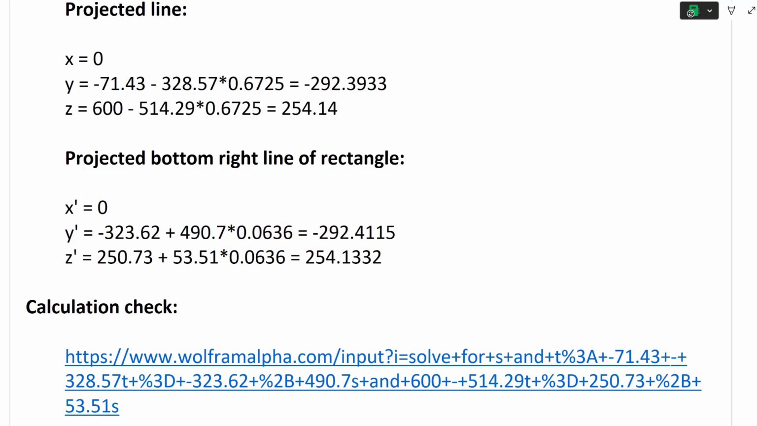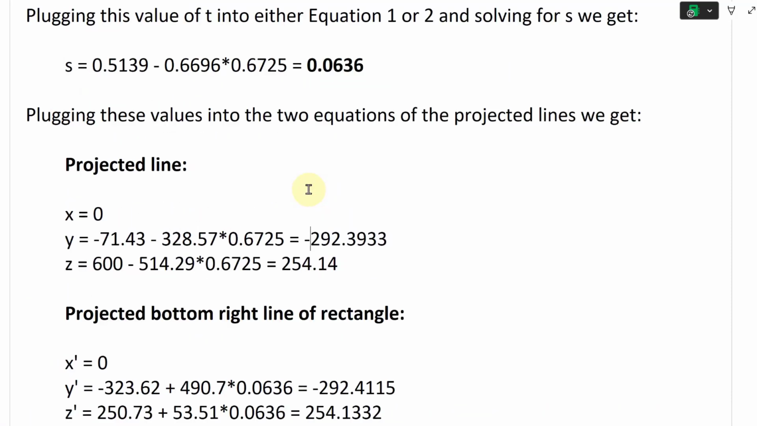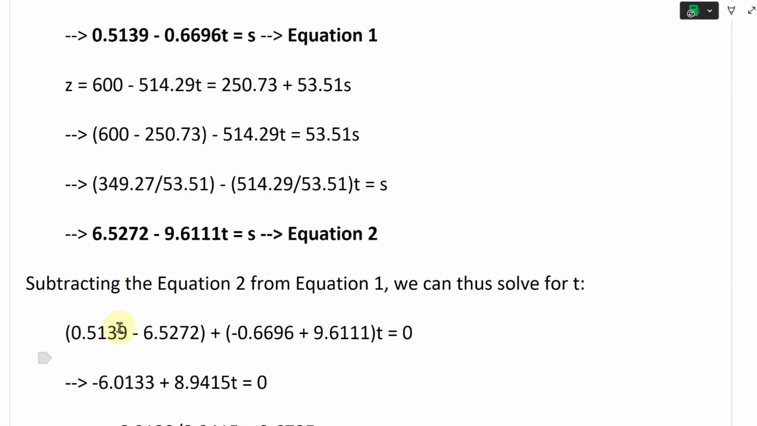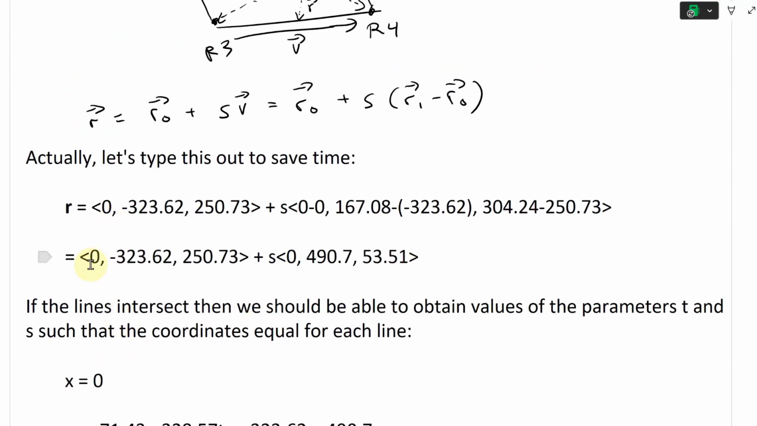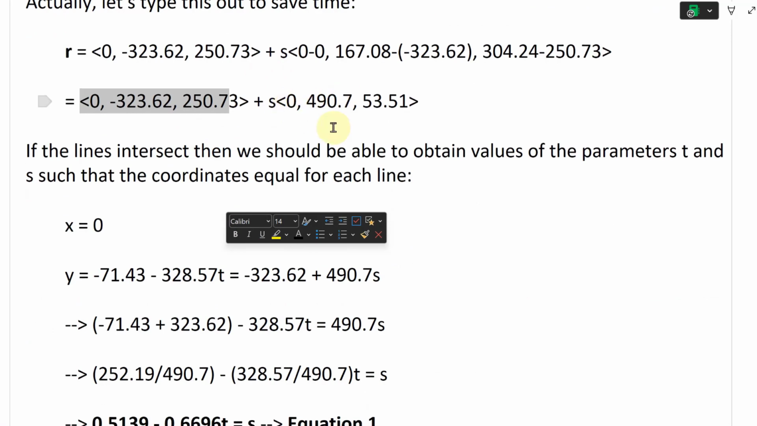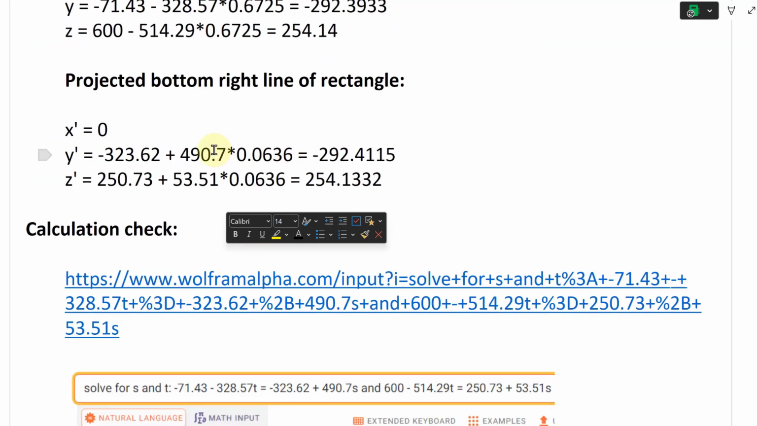This equals negative 292.4115. This one is 292.393, but it's pretty close because we have to round a lot of these. Because of the rounding, each time you round you're going to have a slightly different answer, because we didn't use exact numbers. And again, this is the y prime, and that is just this part right here. This is the bottom right line. So negative 323.62, and then plus s times 490.7.